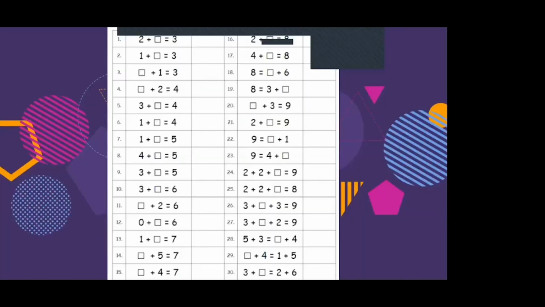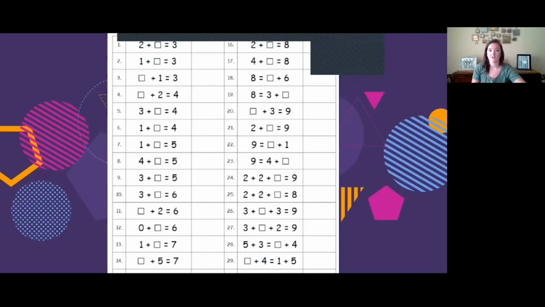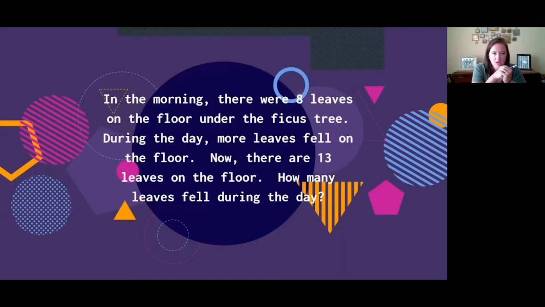So we are going to go to our application problem, my favorites, our word problems. I'm going to share my screen. I'm going to share myself. There I am. And you ready? Here we go. In the morning, there were 8 leaves on the floor under the ficus tree. During the day, more leaves fell on the floor. Now there are 13 leaves on the floor. How many leaves fell during the day?